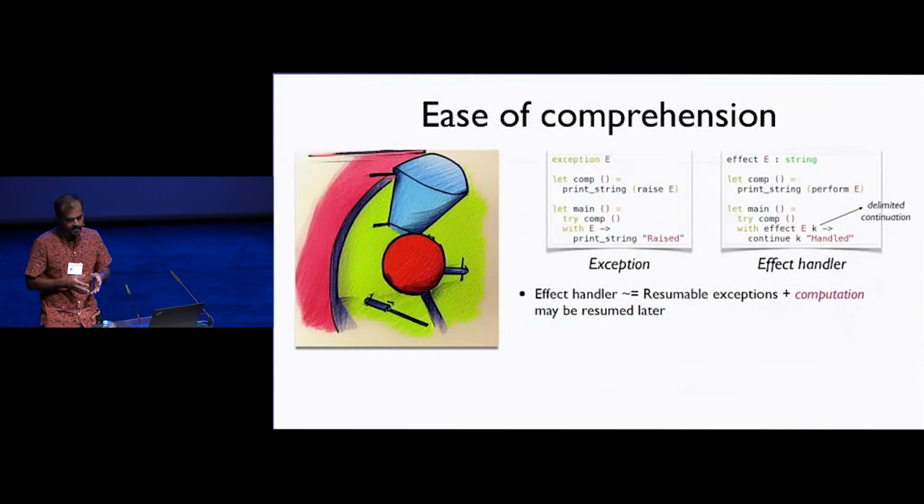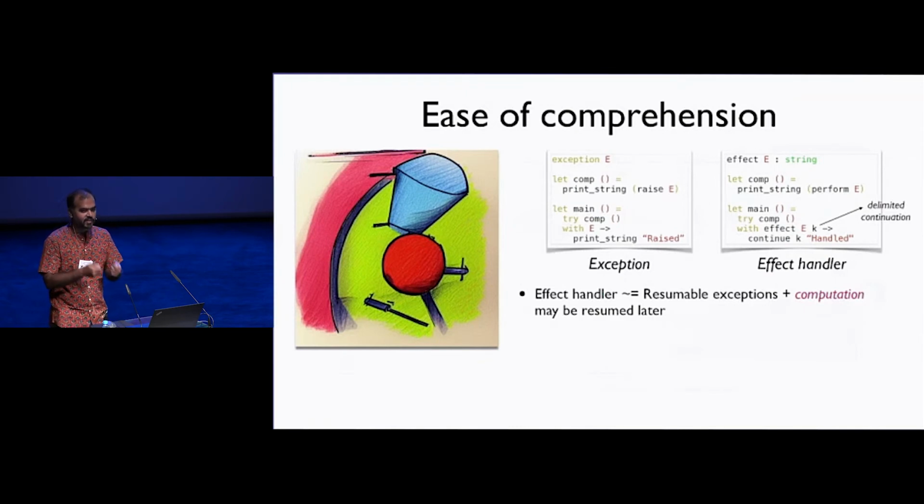One of the nice things that I found with effect handlers is that they are much easier to comprehend than compared to other delimited control operators. I don't want to focus too much on the code, but the code on the left here is some OCaml code that uses exceptions, and the code on the right uses effect handlers. If you ignore the semantics for the moment, they are syntactically very similar.